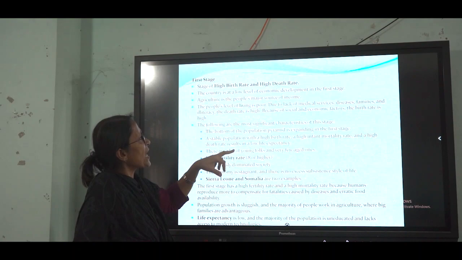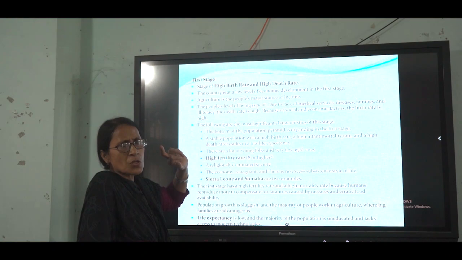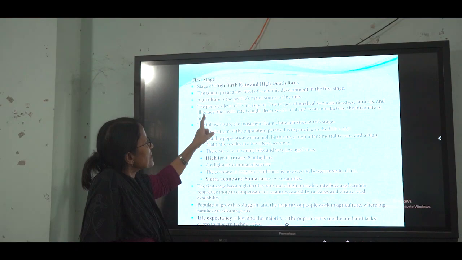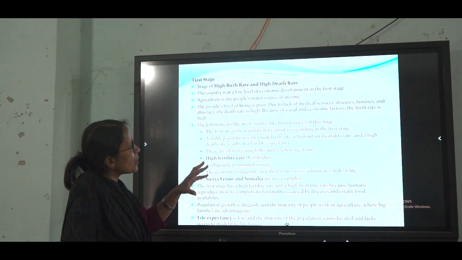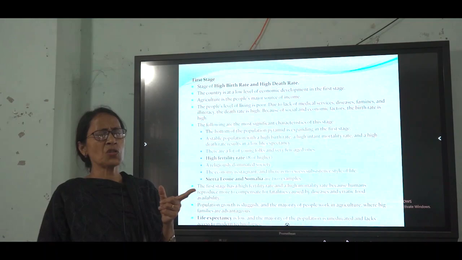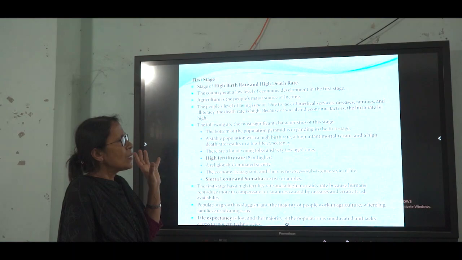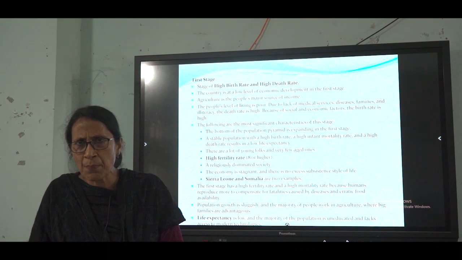But in the meantime, some other developmental works are taking place, so mobility of the people is also starting. People's level of living is poor due to the lack of medical services, diseases, famine. I again repeat it: famine, illiteracy, death rate is high. Death rate is high because of the high birth rate. The infant mortality rate is high because of the lack of medical facilities, and knowledge of medical facilities and sanitation was not found among the people.